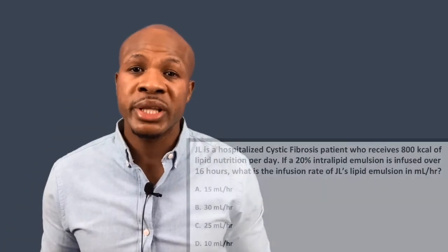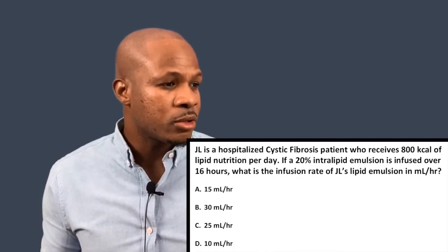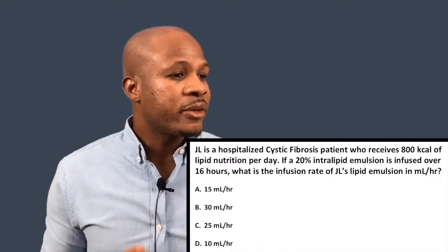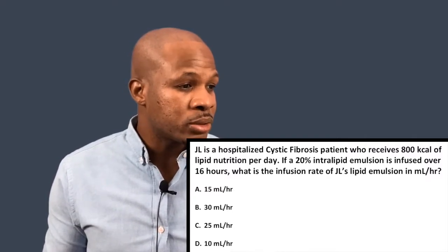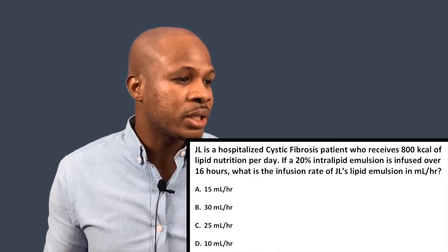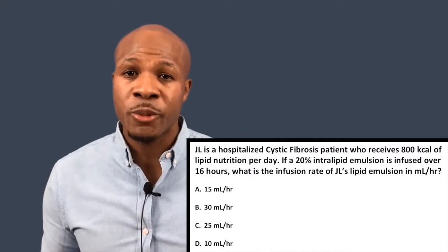Okay, question number 2 states, JL is a hospitalized cystic fibrosis patient who receives 800 calories of lipid nutrition per day. If a 20% intralipid emulsion is infused over 16 hours, what is the infusion rate of JL's lipid emulsion in milliliters per hour? So we have another TPN type question, right?